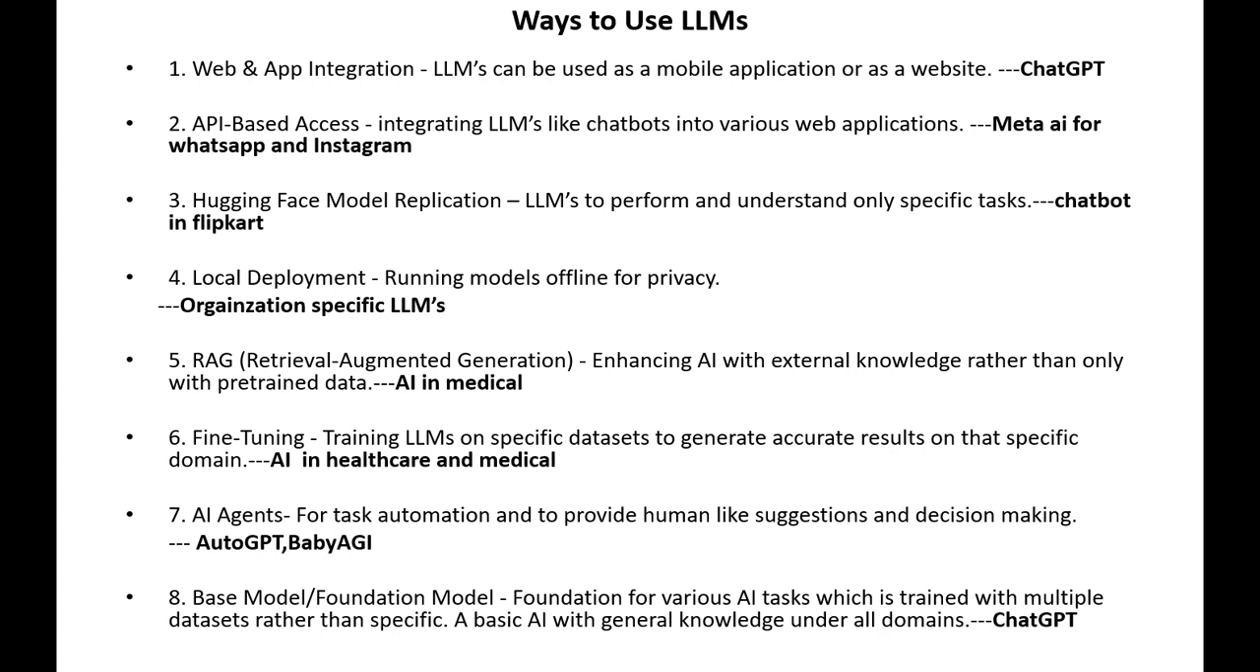confidentiality. And then retrieval augmented generation is nothing but, not only with the actual pre-trained data, this type of LLM is able to retrieve external resources also for answering the questions, so that the answers are more accurate and precise rather than generating some random answer. The answers generated by RAG based LLMs are more accurate and precise.